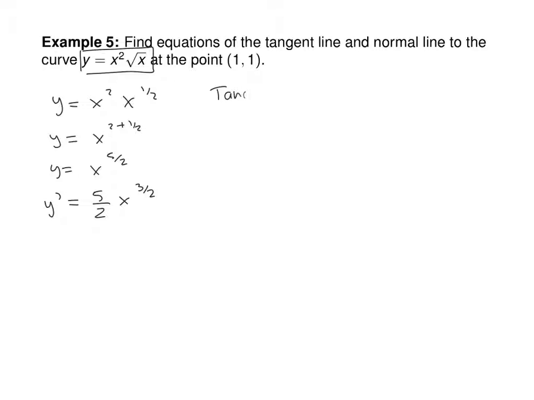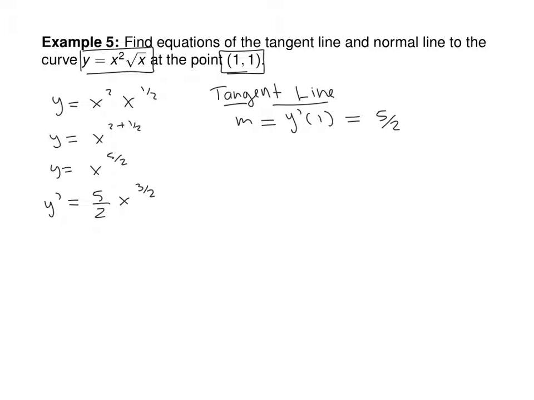Now for the tangent line, because we're going to find two lines. We're going to find the tangent line and the normal line. The slope is equal to y prime with what number plugged in? 1. So that will equal, I believe, just 5 halves. Does that make sense? And the reason I plugged in 1 is because I gave you a specific point. I said the point (1, 1).